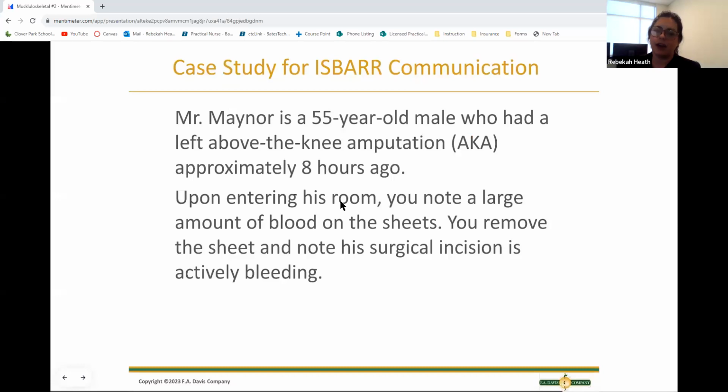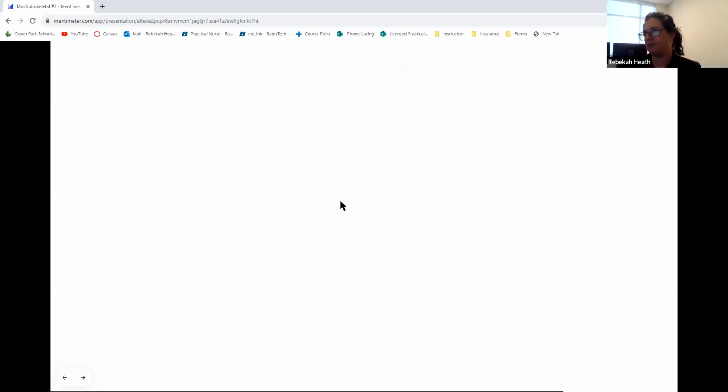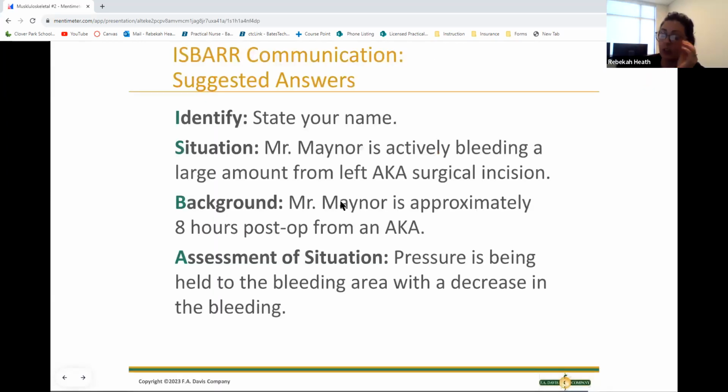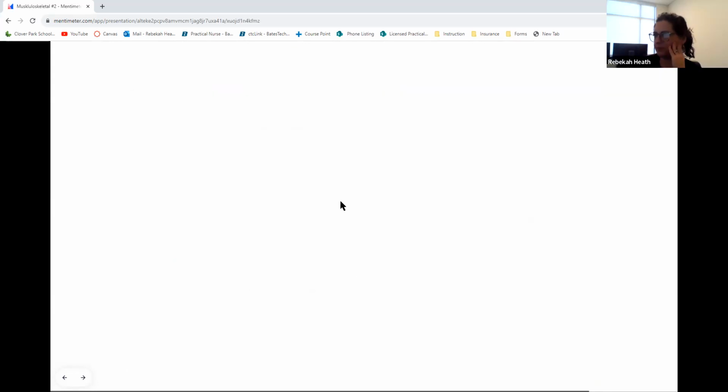All right, another SBAR. So go ahead and pause and read the communication. All right, go ahead and read the instructions for this activity and then pause again. And we'll go ahead and practice your SBAR. And here is the suggested answer for the SBAR.